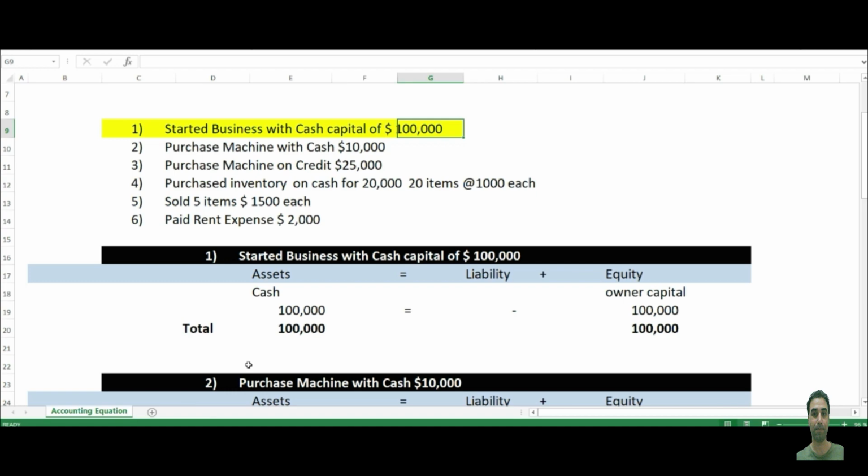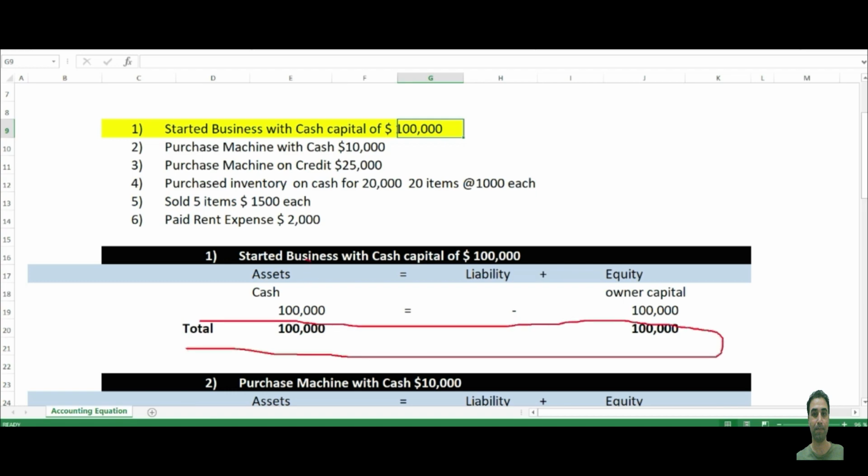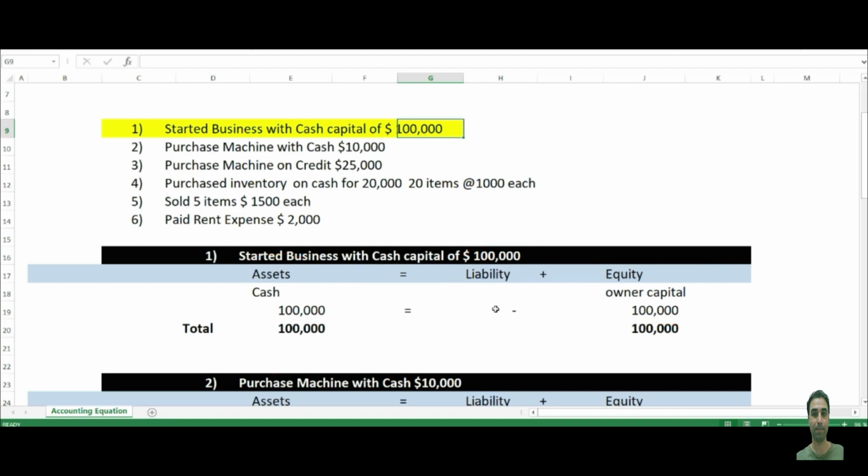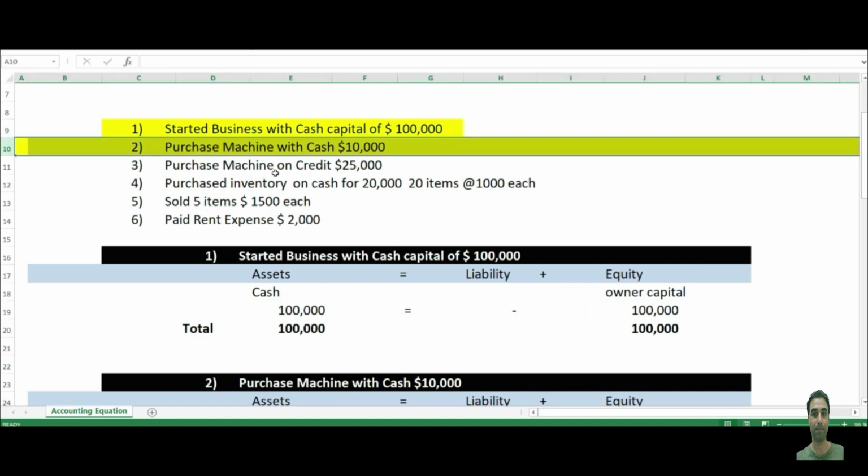So if you see over here, your accounting equation is tallied. Total assets 100,000, your equity 100,000, it is tallied. And here you haven't taken any contribution from a third party, so this liability section is 0. So 100 is equal to 0 plus 100, so it is tallied. This was the first transaction that we understood. Asset increase, equity increase.